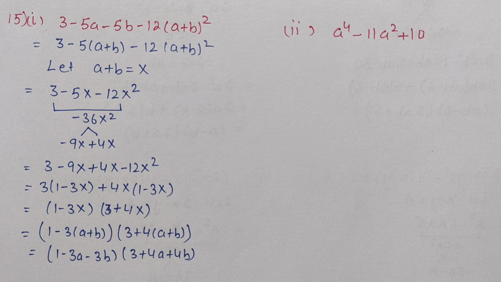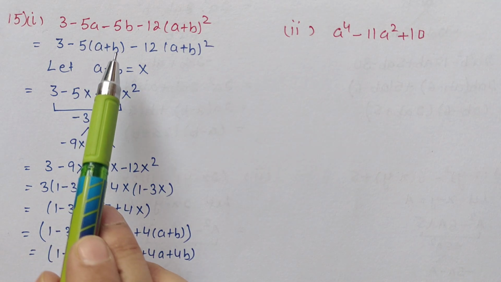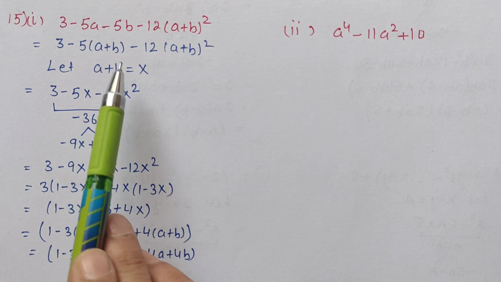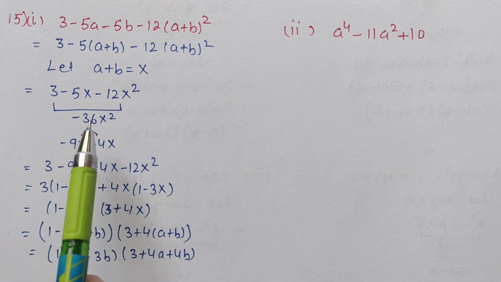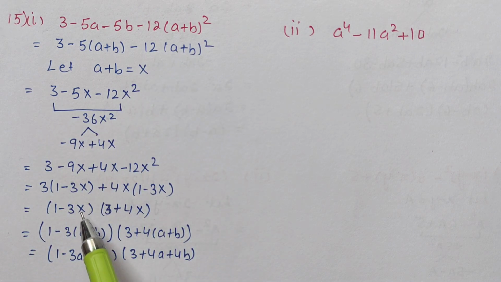Next, question number 15, first part. This is similar to the 14th second part. Same way you have to do it. Take 5 common, it will become a plus b. After that this a plus b you have to replace as x, do the factors, and later on again replace this x at the last place. Now we will do the second part.